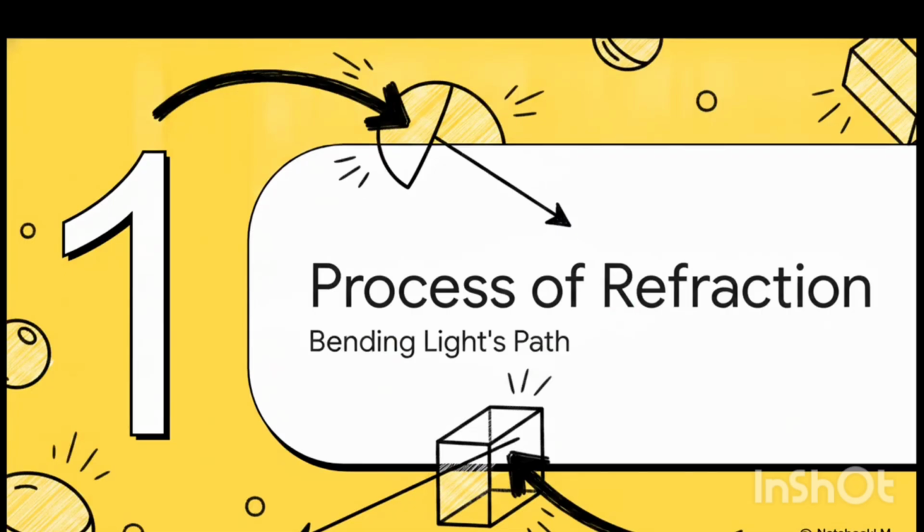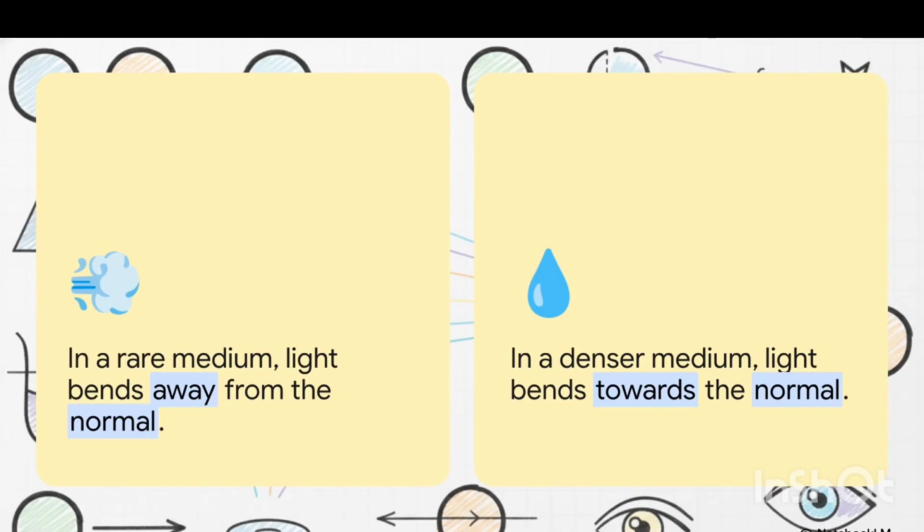The process of refraction, or how we actually bend light's path. Now, what's really interesting here is how the sheer physical density of a material dictates exactly which way our light ray is going to bend. When light travels through one medium and then abruptly enters another, its speed actually changes, which causes its direction to shift. If light enters a rare medium, like air, where the particles are spread pretty far apart, the ray bends away from the imaginary perpendicular line that we call the normal.